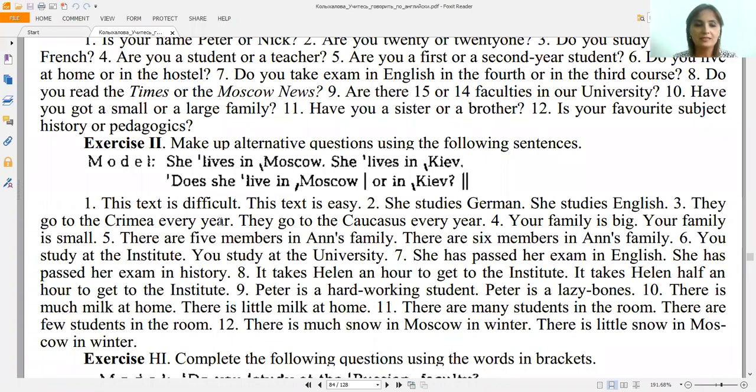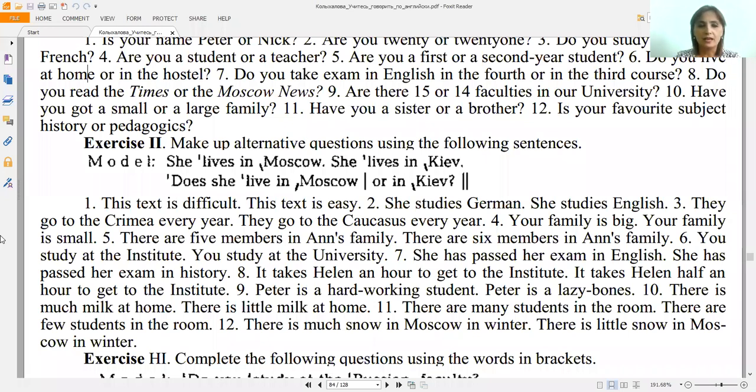The next example, please. This text is easy. Who wants to read this example? Any volunteer? May I? Please. Do she study German or English? Do or does? Does. Because third person singular. So that is why we should use does, not do. Okay, good. Right, you are. Next example.